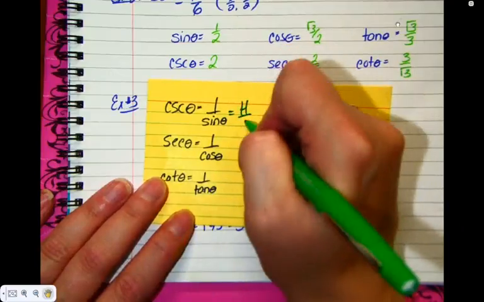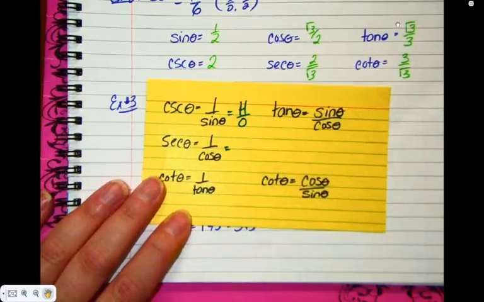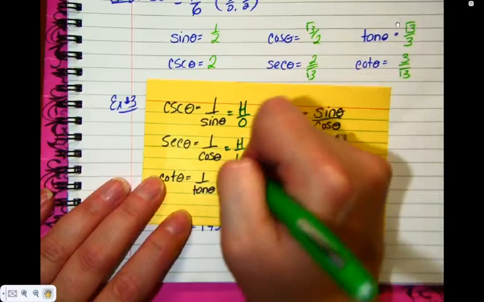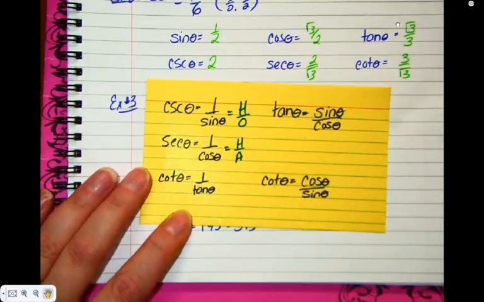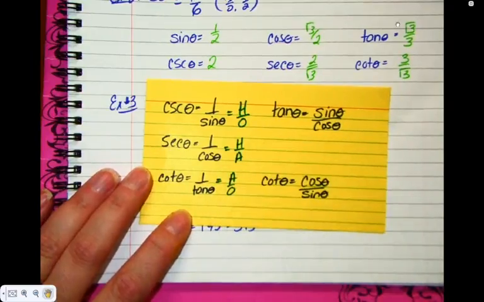H over O. If secant is 1 over cos, it is H over A. And cotan is? Yeah, that one doesn't spell anything. Ow. That sounds like a wolf.